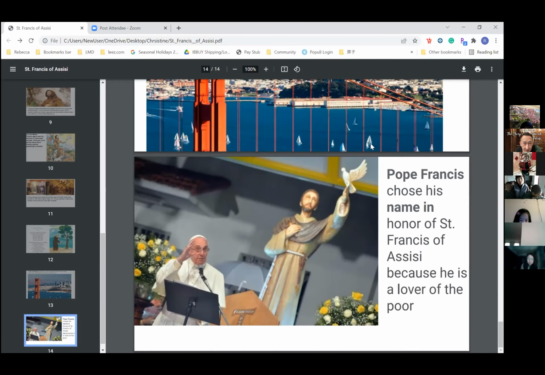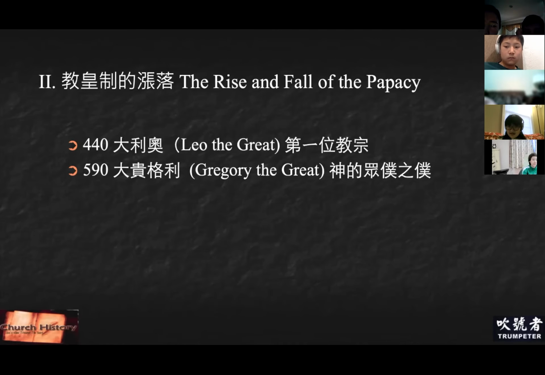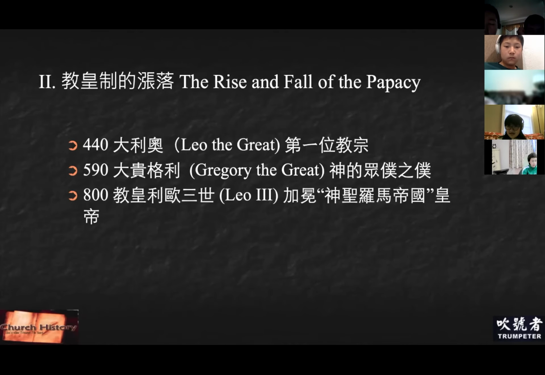And the papacy: who was the first most famous influential pope? We learned about that. Who was the first most famous one? Gregory the Great. Before that, Leo, right? Leo the Great, okay? And then Gregory the Great. And now Leo III, they ordained the emperor. So you see the power is getting bigger and bigger.